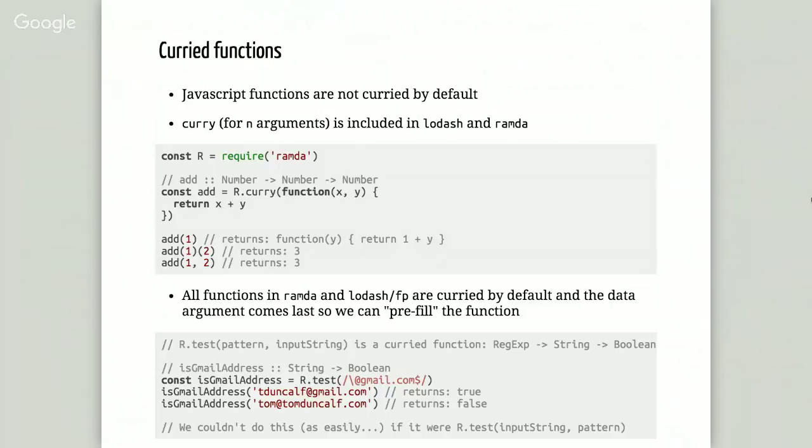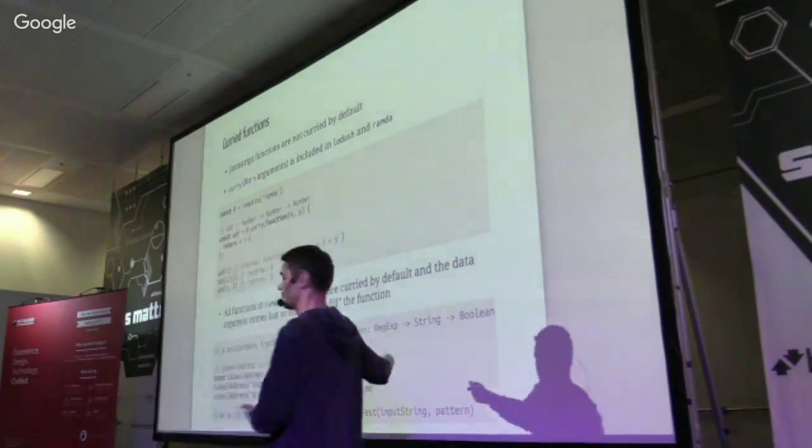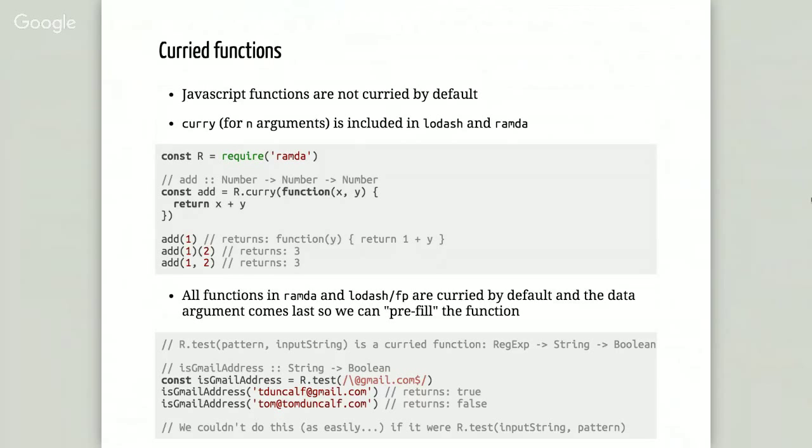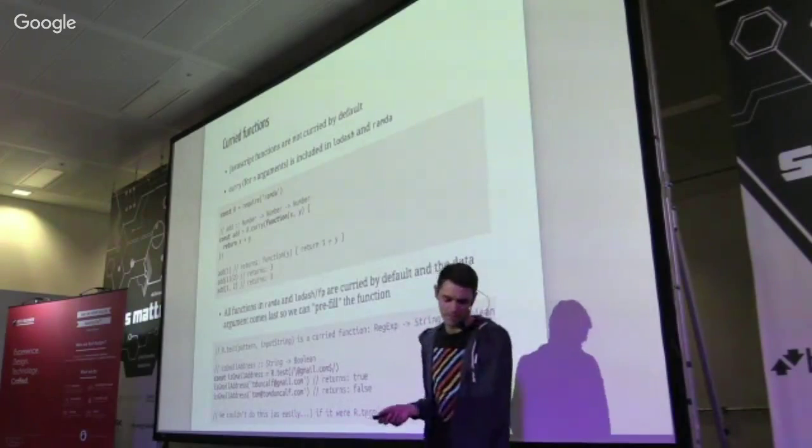If the arguments of a function are the other way around, which they are in normal Lodash and Underscore, and there's actually a talk by the guy who wrote the talk that I mentioned about this called Hey Underscore, You're Doing It Wrong. You couldn't do this as easily because the input string is the thing we kind of want to pass in last.